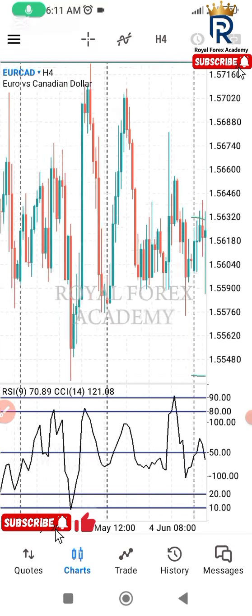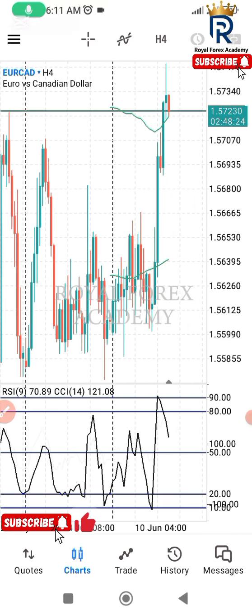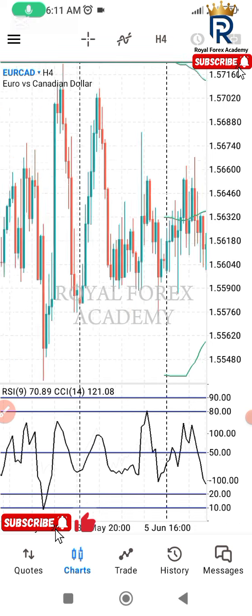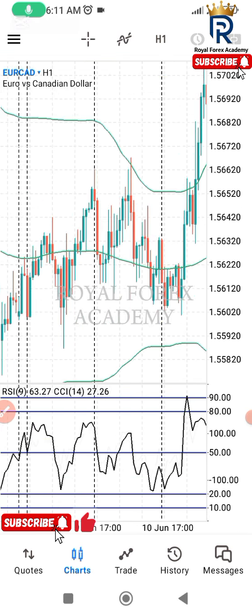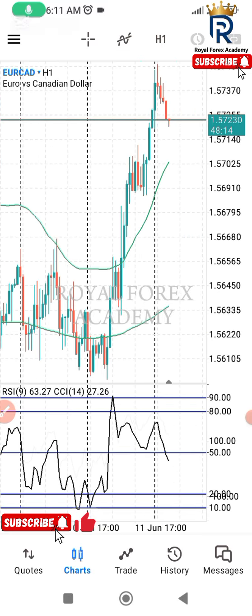Looking at this price scenario, price has been bullish. This is our H1 time frame and we are in an uptrend. On this channel, I've tried to simplify things so that you can understand how to know your trend even as a beginner Forex trader. The easiest way for you to determine your trend as a beginner is to consider the middle Bollinger Band. So this is the middle Bollinger Band.